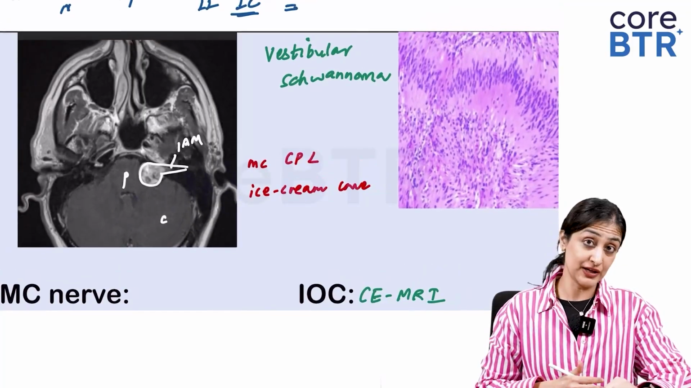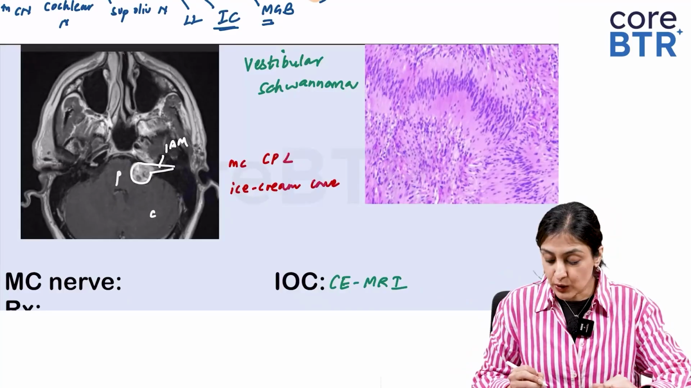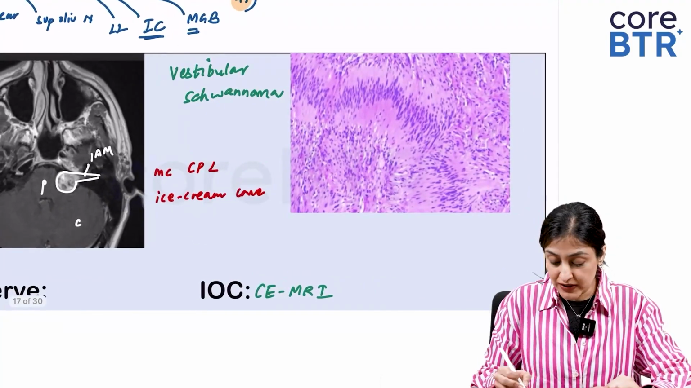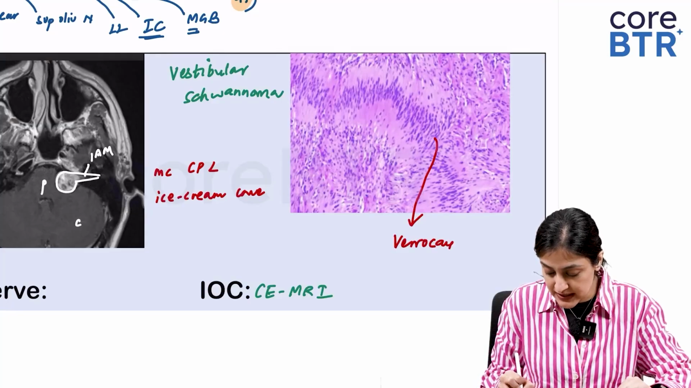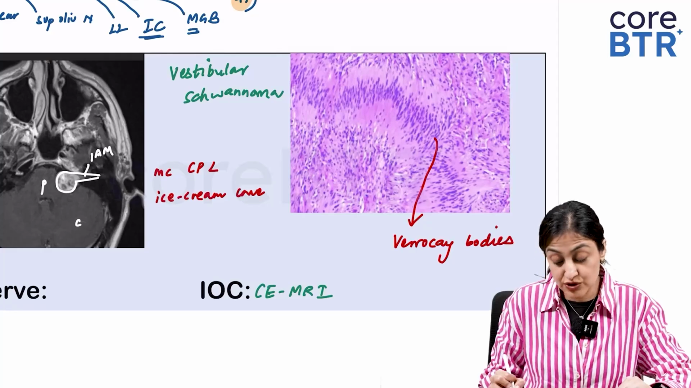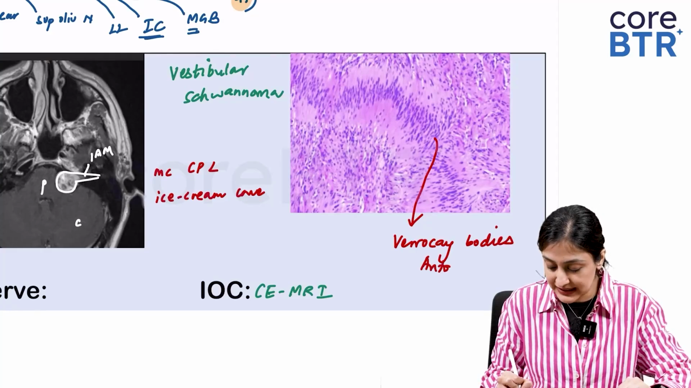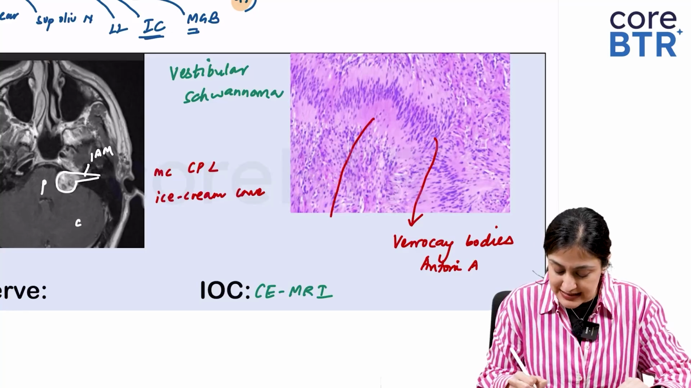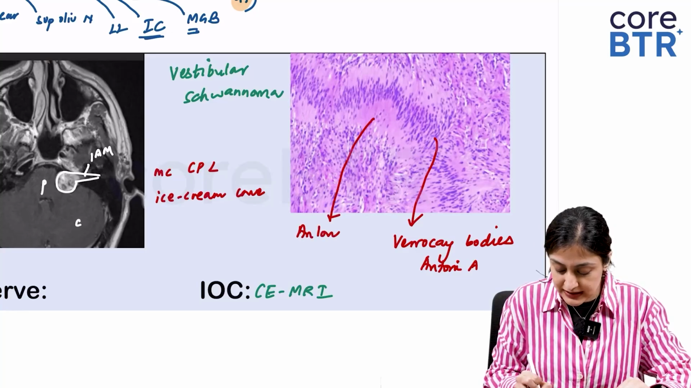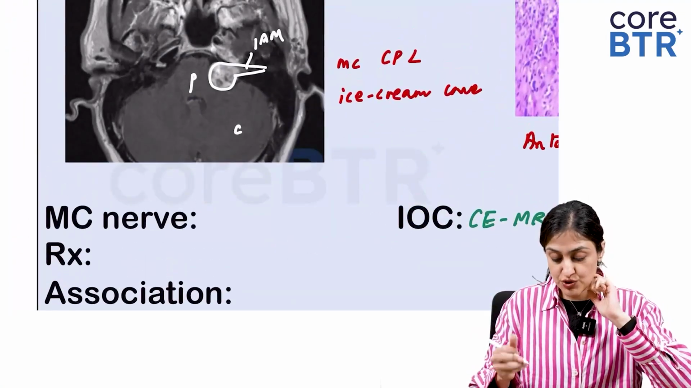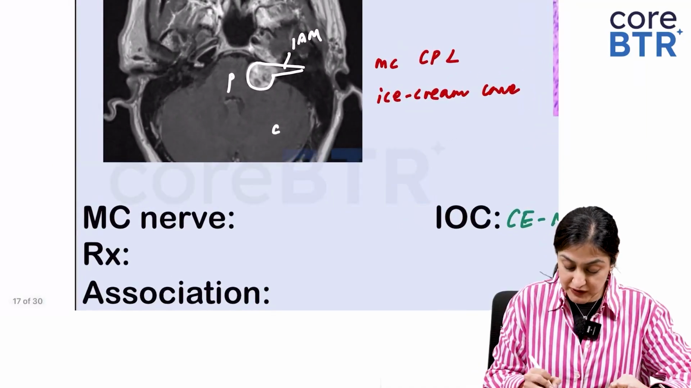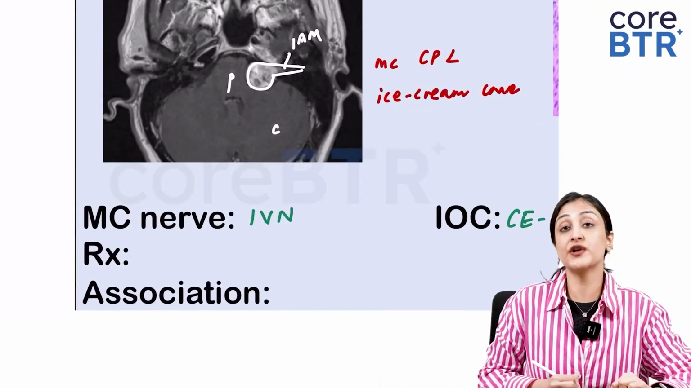Okay, so this is the radiological appearance. Pathological appearance, you see these two areas. This is the cellular area, which is Verocay bodies, right? So these bodies constitute the cells. So this is Antoni A, whereas the acellular area is Antoni B. So this is what is vestibular schwannoma. The most common nerve which is affected here is the inferior vestibular nerve, alright.